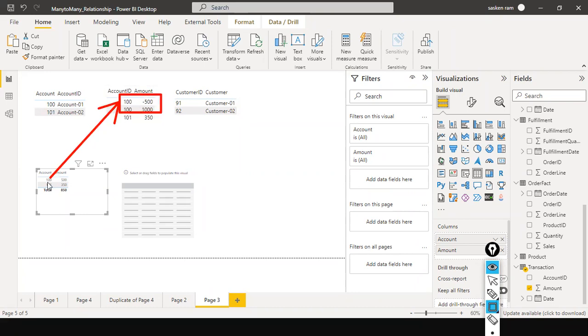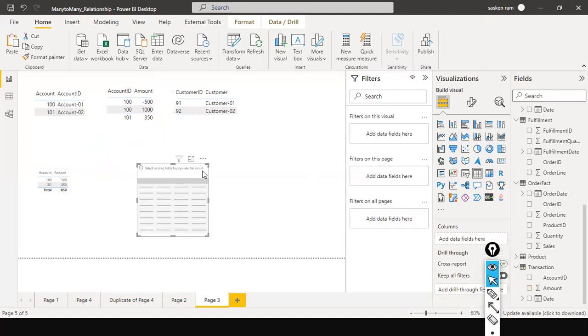And then for this account, savings account, total balance, it does the sum: 1000 minus 500, 500. It gives me 500, and that is how we got this one. Next one is 101, 350, correct. So far, so good.